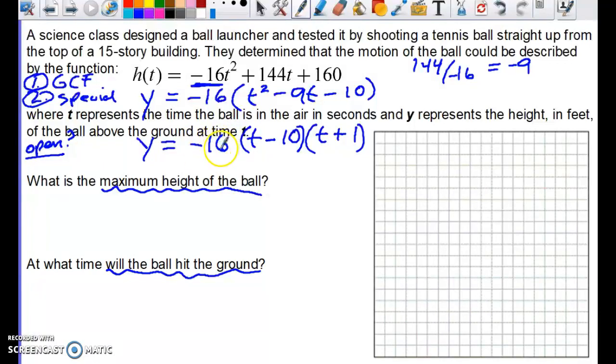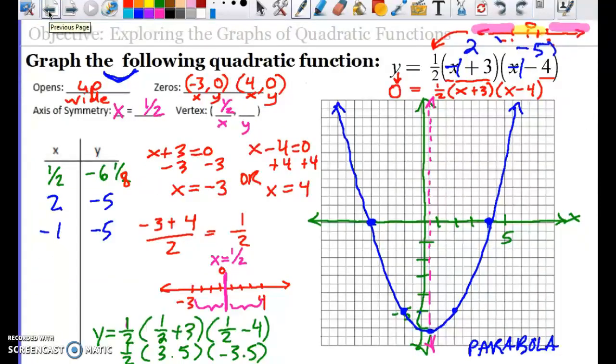Well, 16 is really far away from 0 to the left, so it's going to be opening down and really tall and narrow like this. So it's going to look like that when we're done. Now it's asking the maximum height of the ball. What point do we ascribe as the maximum or minimum value of a parabola? The vertex. In order to find the vertex, I need to find the axis of symmetry, and in order to find the axis of symmetry, I need to find the zeros.